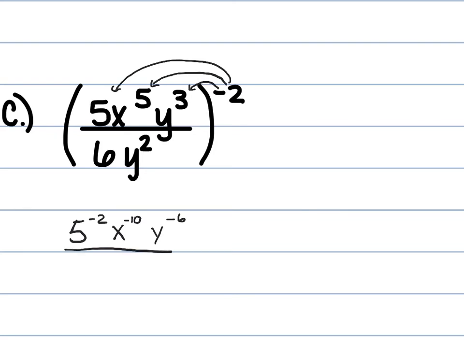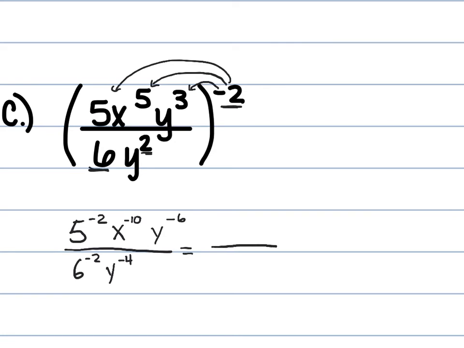But also that negative 2 is going to be multiplying with everything on the bottom. So that 6 is going to get a negative 2 as an exponent. And that y squared, well, remember, we're going to take this times that becomes y to the negative 4th. Everything that has a negative exponent there is on the wrong side. We're going to move it.